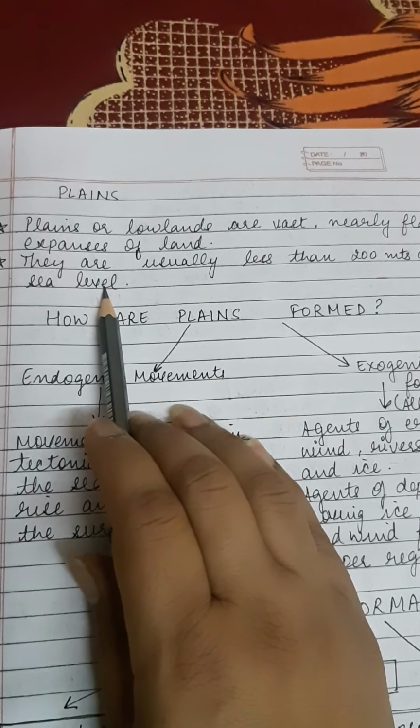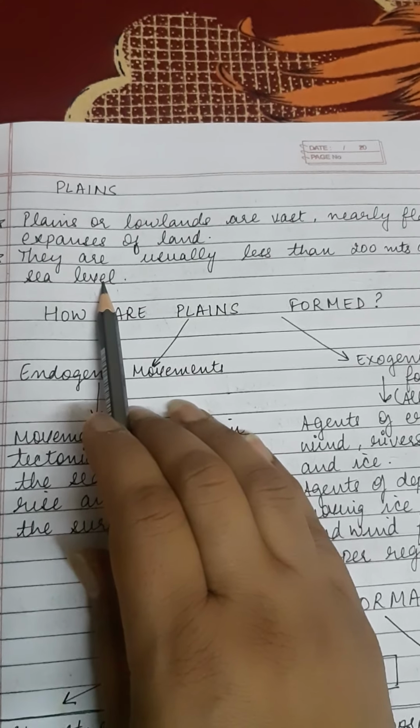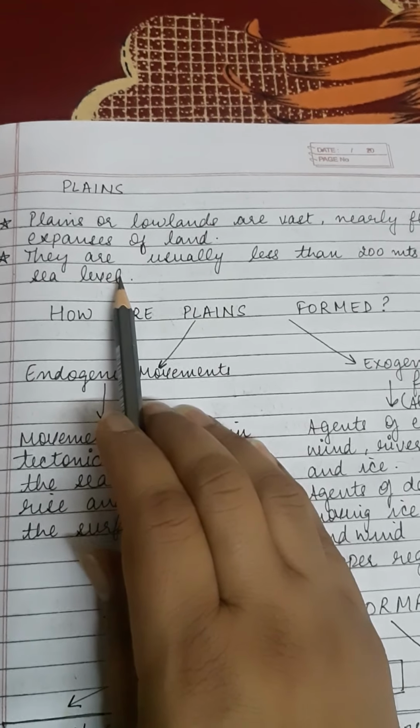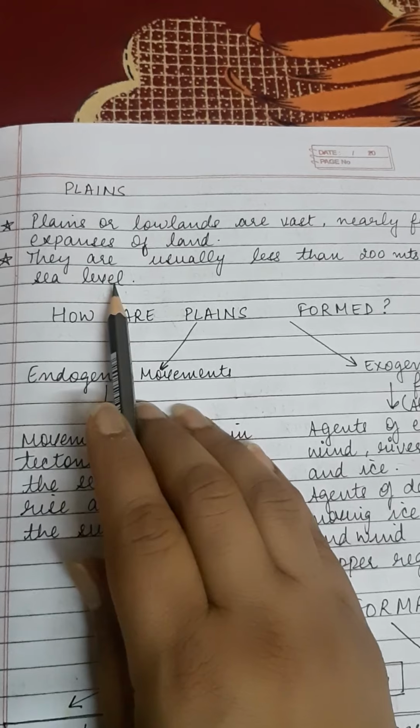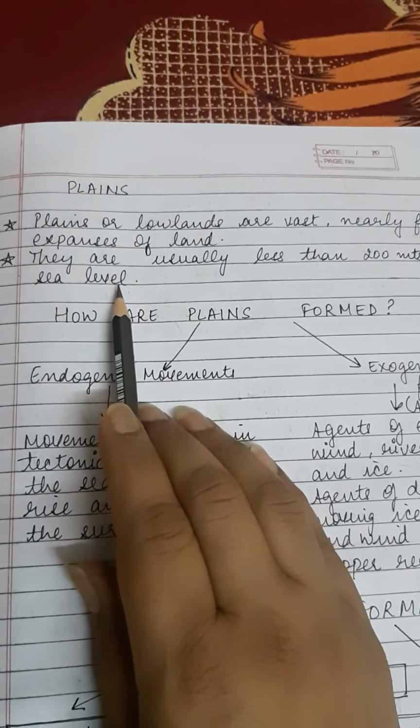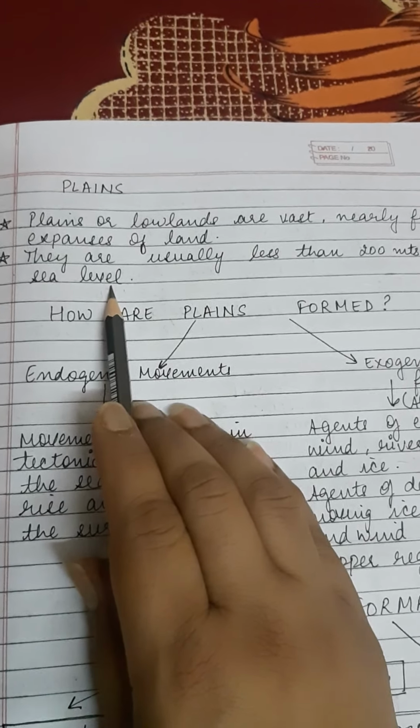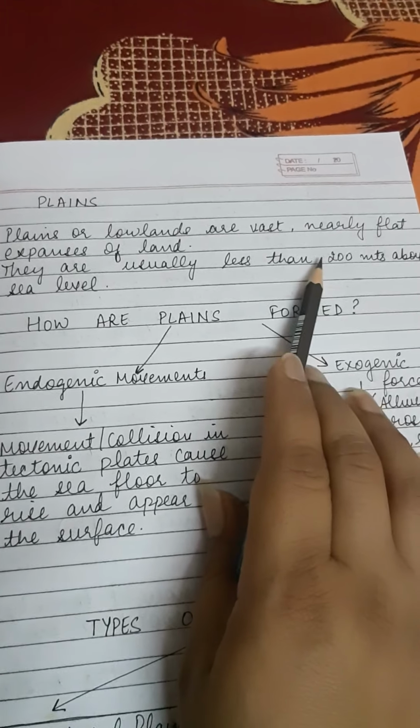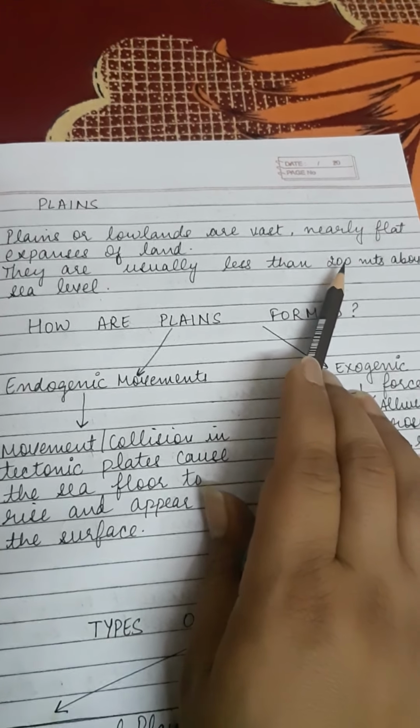Plateaus start from 300 meters above the sea level. So whatever landform is below that level, below 300, is called a plain. Plains are basically less than 200 meters above the sea level.